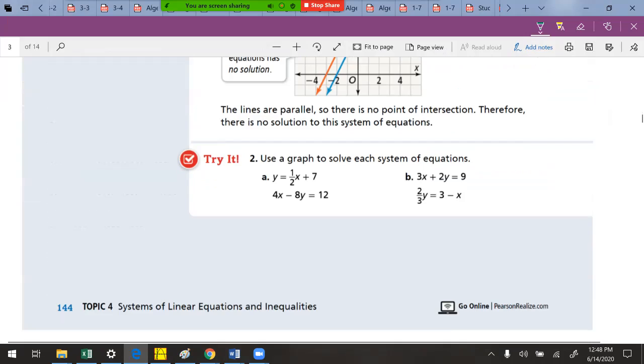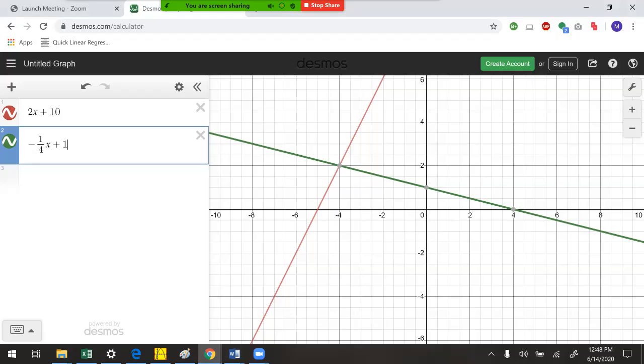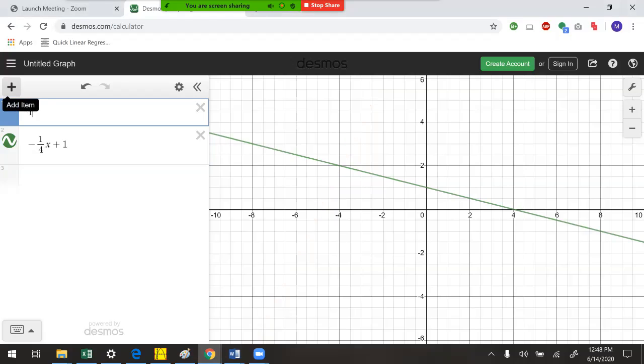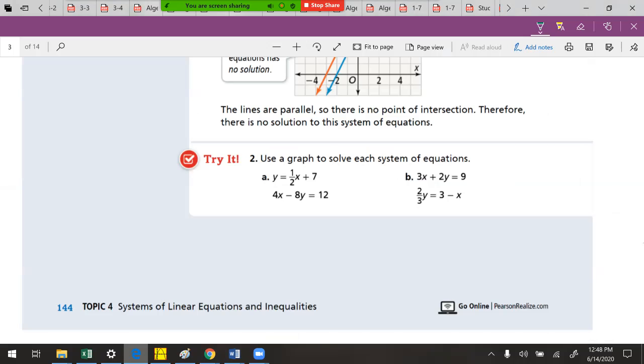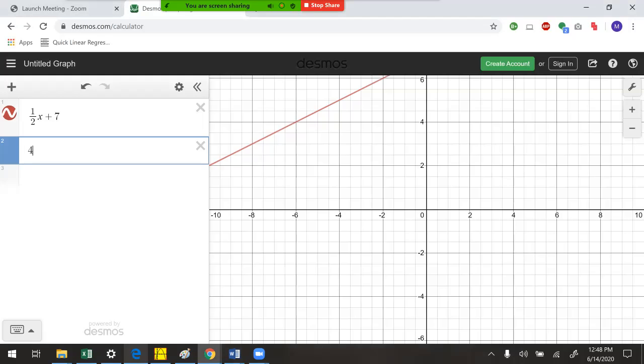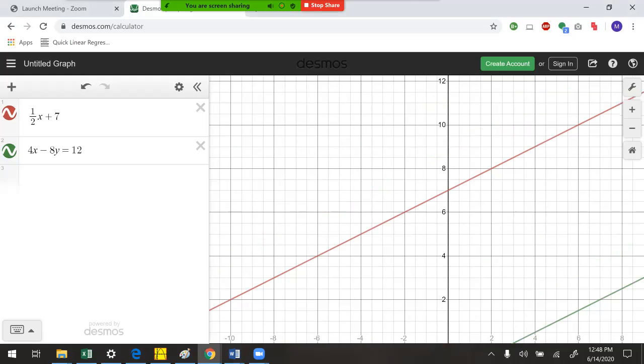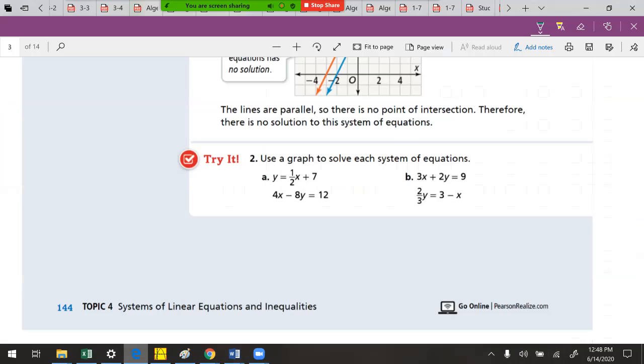Let's prove it here. Y equals 1/2 x plus 7. Let's do it real quick. Okay, boom. 1/2 x plus 7. And then for the other one, that'll be 4x minus 8y equals 12. Boom, they never cross, so they're parallel. Okay, look at the next one.